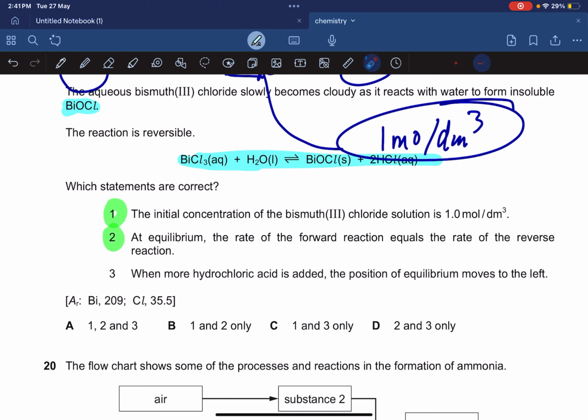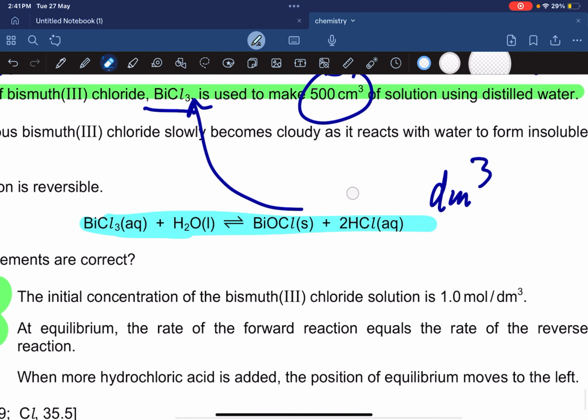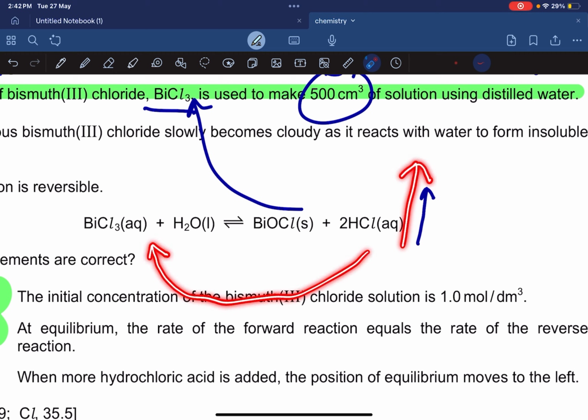Third option, when more HCl acid is added, the position of the equilibrium moves to the left. Okay, let's see over here what's happening. You are adding more HCl. Whatever change you make, the equilibrium tries to reverse it. You increase the concentration of HCl, so equilibrium will move to decrease it, towards that side. So in reality, equilibrium will indeed move to the left, because whatever change you do, equilibrium tries to reverse it or do the opposite change.